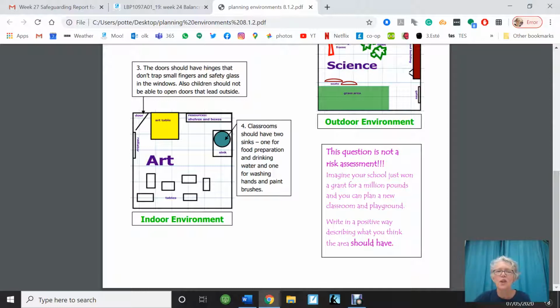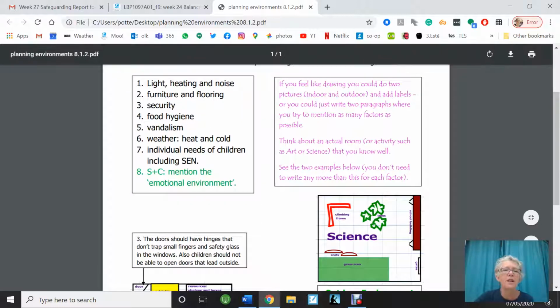Imagine your school just won a grant for £1 million and it's up to you, the TAs, to plan the new classroom and the new playground. Write in a positive way, describing what you think the area should have. So I would like you to write for each of these. If you don't want to do drawing, you can just write 2 paragraphs, one for indoor where you mention all of these, and then another one for outdoor where you mention all of these factors.